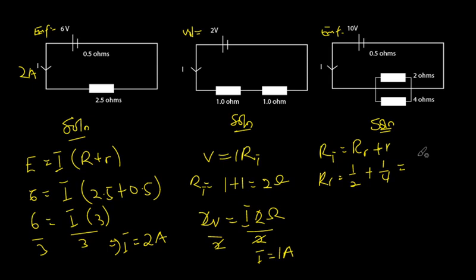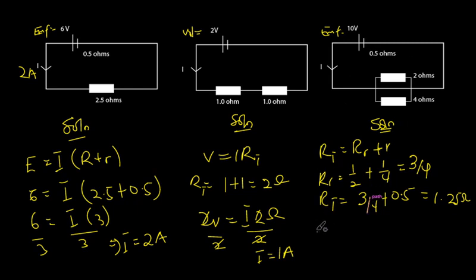So we have 1 over 2 plus 1 over 4, and this is giving us 3 over 4. So our resistance over here is 3 over 4. That is for just these two. So the R total in this example is 3 over 4 plus 0.5, and this will give us 5 over 4, or 1.25 ohms. So this is the total resistance that is flowing through this whole circuit.